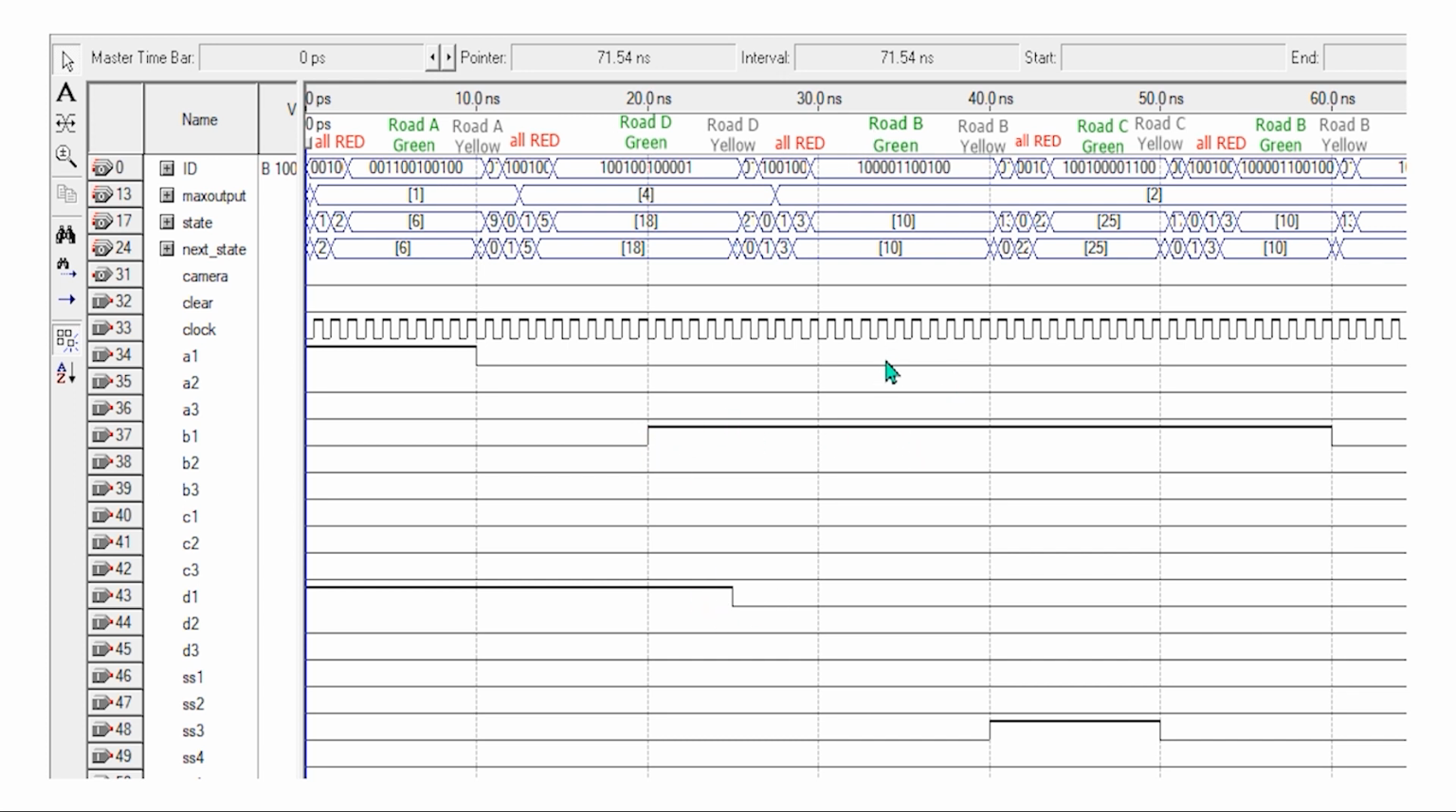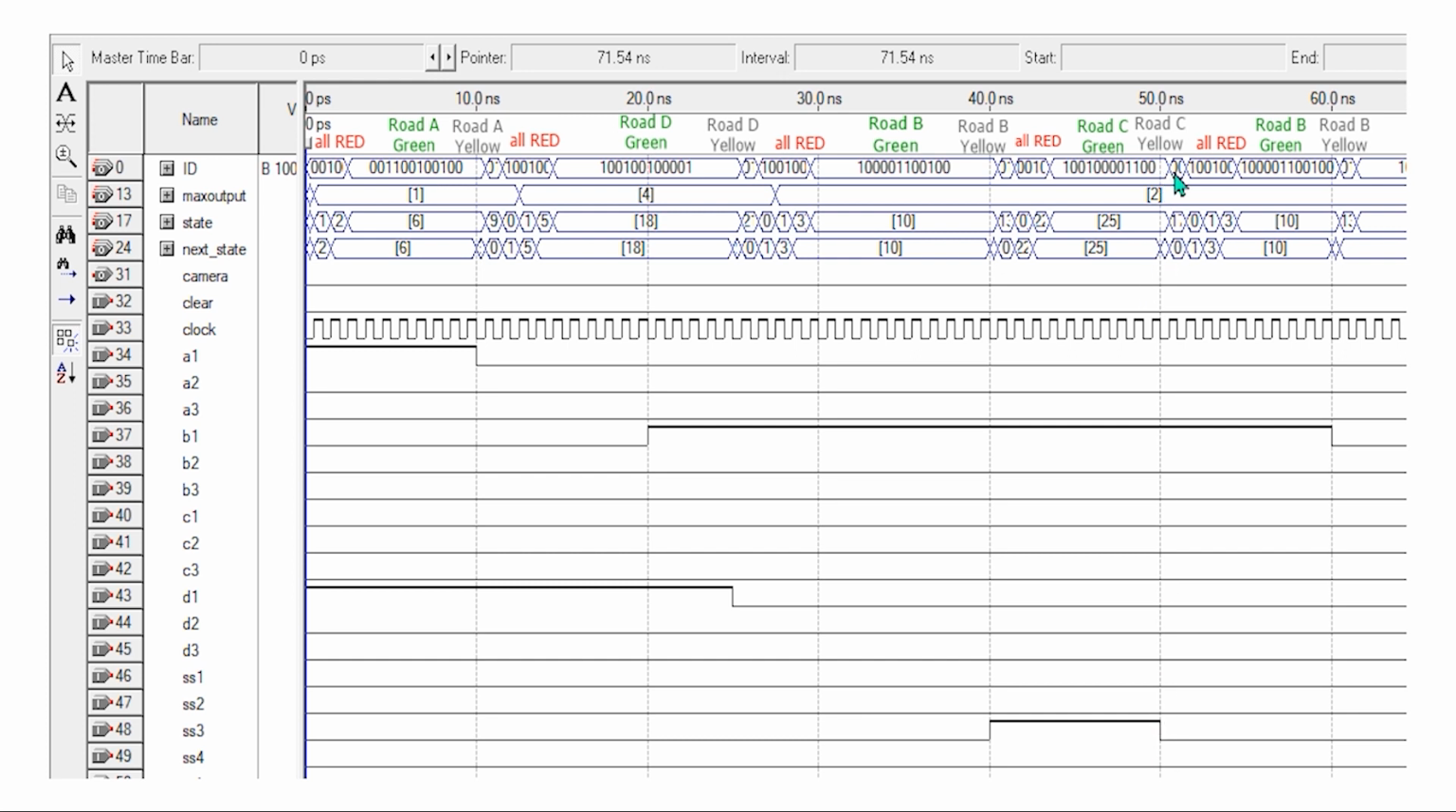So road B gets green signal, then yellow, then red. Now why this gets yellow? Because at this point, SS3, the sound sensor of road C, is activated. We know that B1 is still high, but we are giving more priority on the sound sensors. So at this particular point, the moment that SS3 turns on, road B gets yellow signal, then red, and then road C gets green. And it stays green as long as the sound sensor is active. So we are letting the emergency vehicle pass.